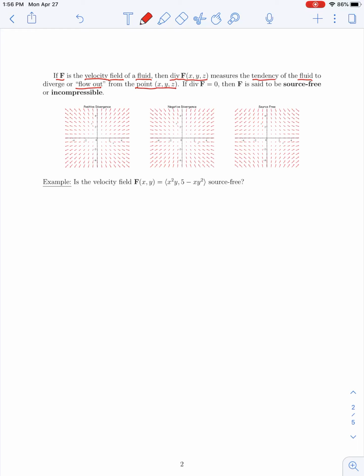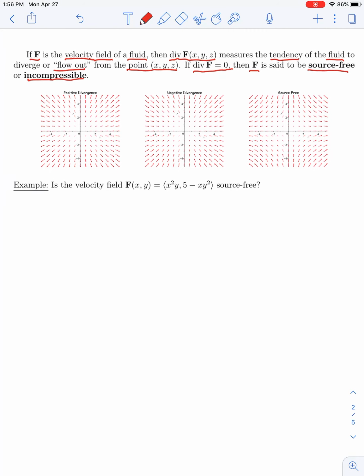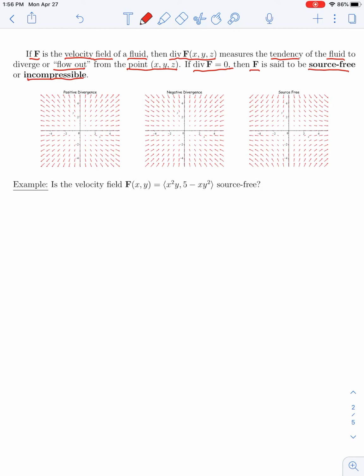And here a little bit of terminology that we can introduce. In the event that the divergence of a vector field is 0, we would say that field is source-free, or sometimes called incompressible. So a visualization here to illustrate, let's consider 3 cases for divergence.